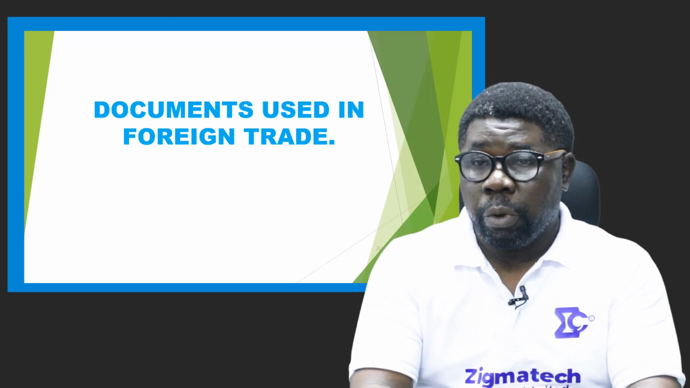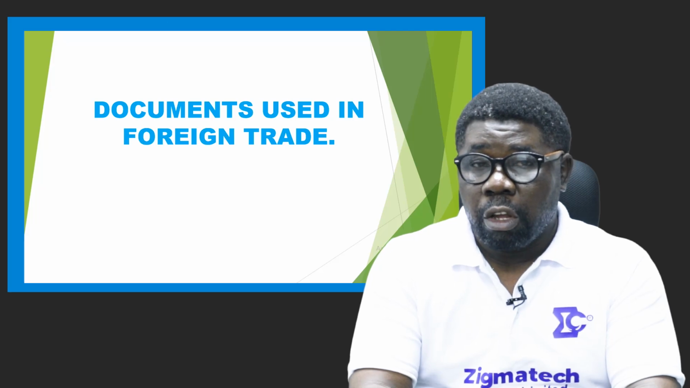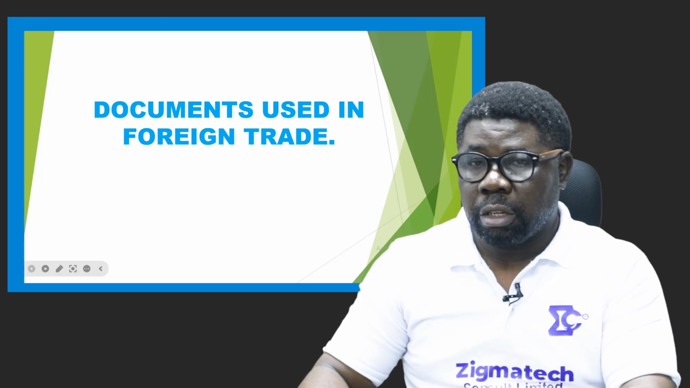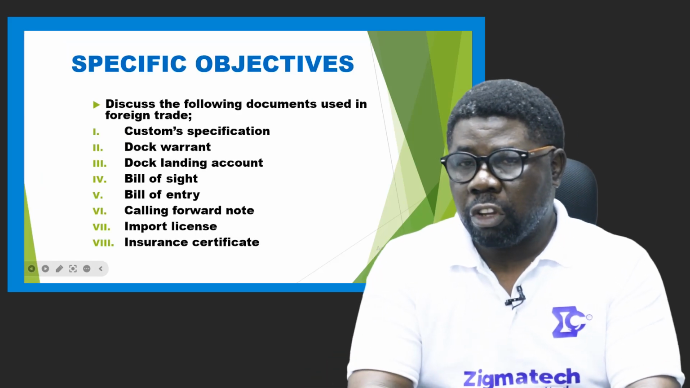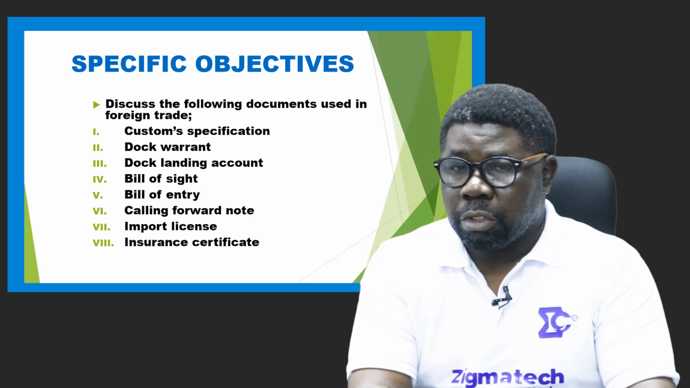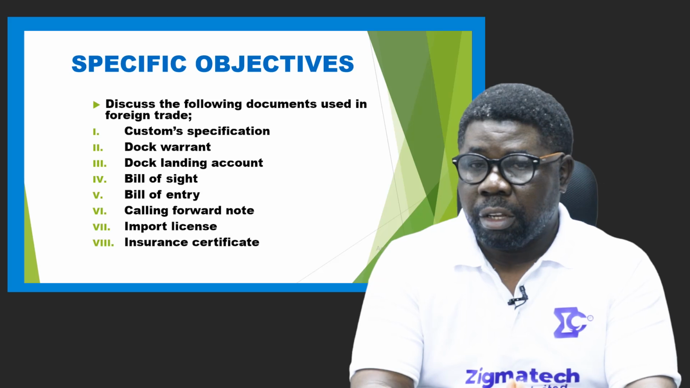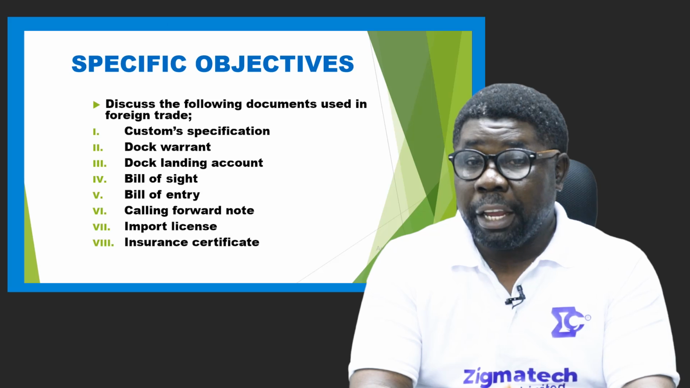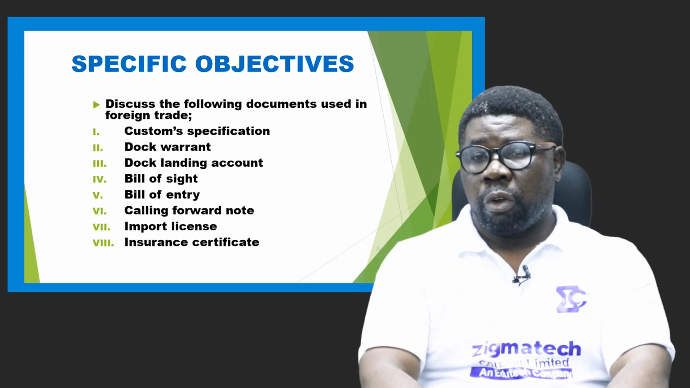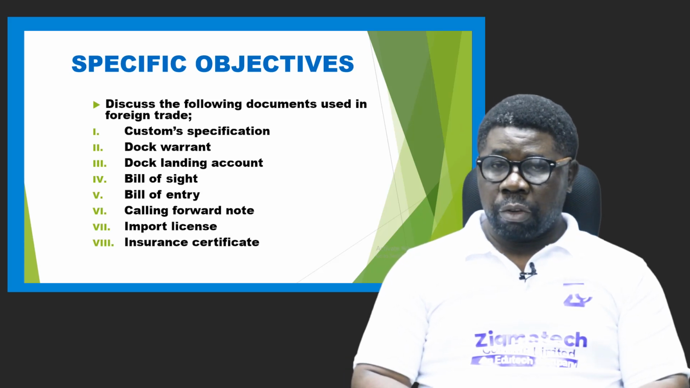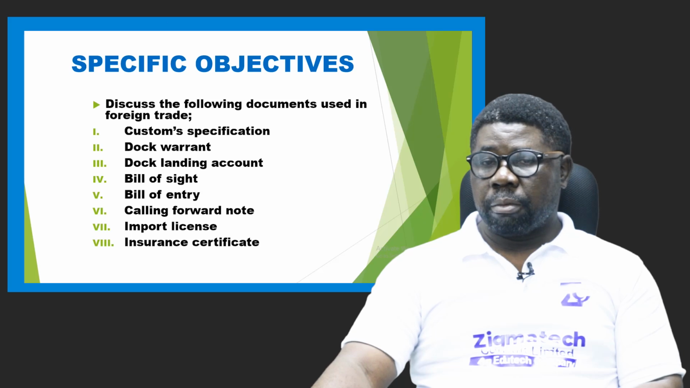So today we are looking at the next set of documents used in international trade or foreign trade. These include the following: customs specification, dock warrant, dock landing account, bill of sight, bill of entry, cooling forward notes, import license, insurance certificate. Wow, I have 8 of them here. So let's see how we can manage all of them and finish in the least possible time we can have with you. Okay, so let's go into it.